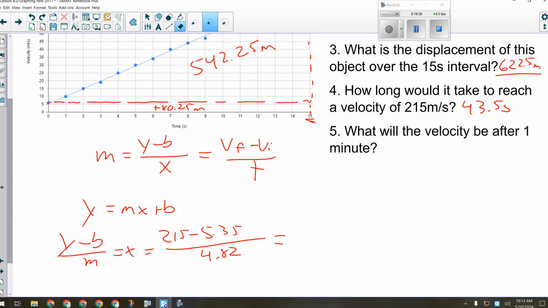All right, last one on here. What will the velocity be after 1 minute? We had one like this yesterday. What's the trick with that? 60 seconds. I need to put it in seconds because my time is in seconds on the graph, right? But I'm just looking for a y value here. So I'm going to take my 4.82 and multiply it by 60 seconds, 1 minute, and I'm going to add the initial velocity, 5.35.